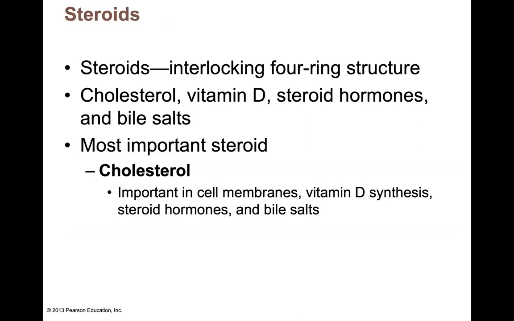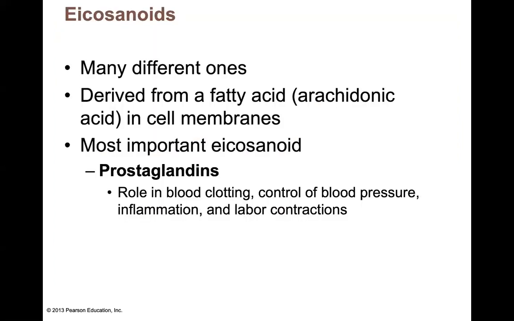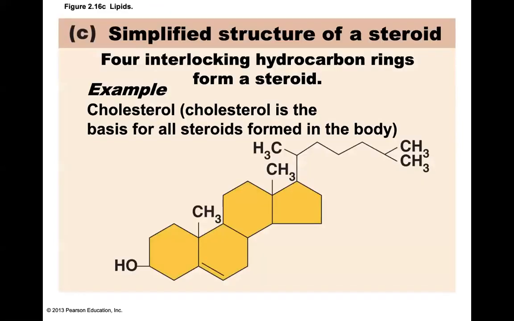Steroids. Steroids are interlocking 4-ring structures. Examples of steroids would be cholesterol, vitamin D, your steroid hormones, which we'll talk about a little bit later on in this course, and your bile salts, which we'll talk about in A&P 2. Most important steroid is cholesterol. It's important in cell membranes, vitamin D synthesis, steroid hormones, and bile salts. Here's the simplified structure of a steroid. And this is actually cholesterol.